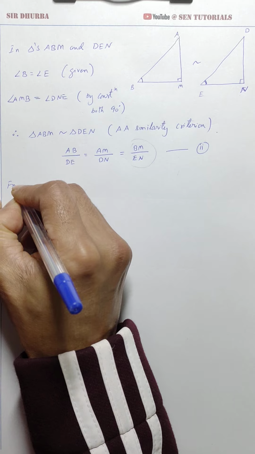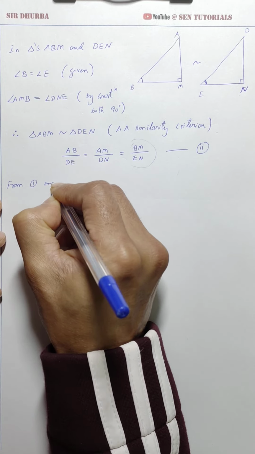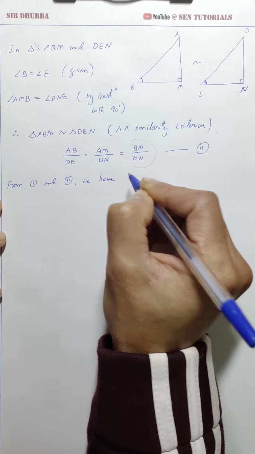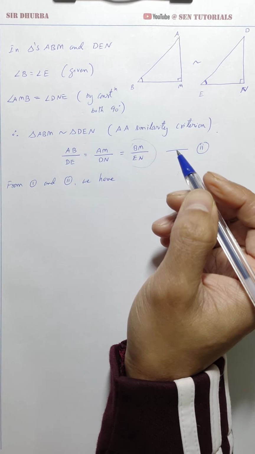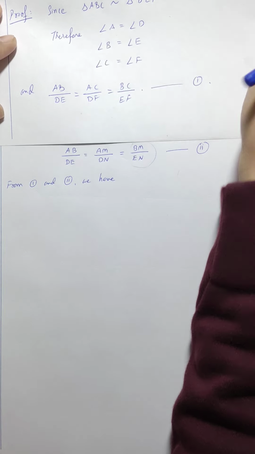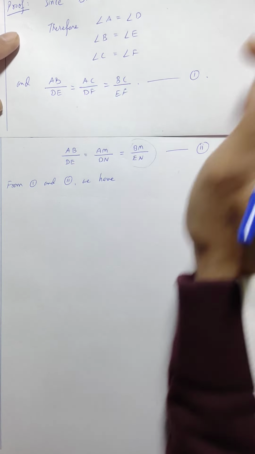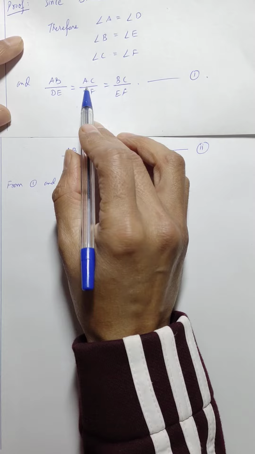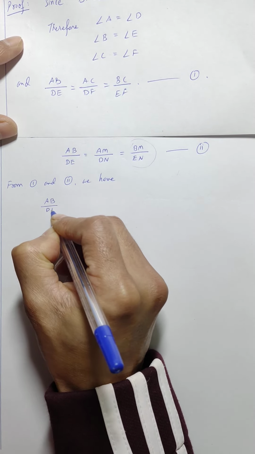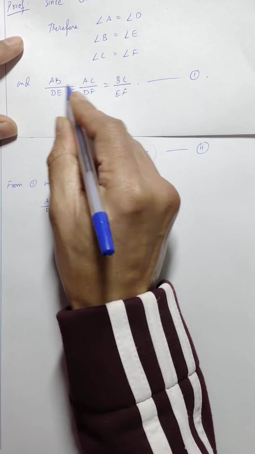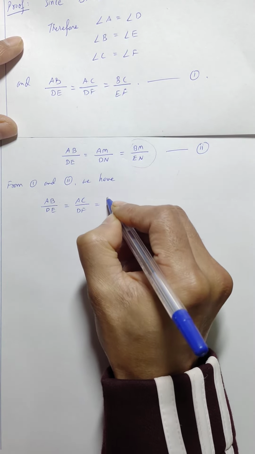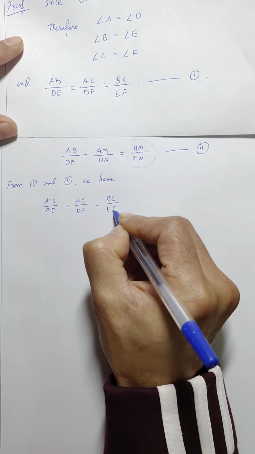Now if you look at equations 1 and 2, what was our equation 1? Our equation 1 was AB by DE, which is in equation 2 also, is equal to AC by DF is equal to BC by EF.